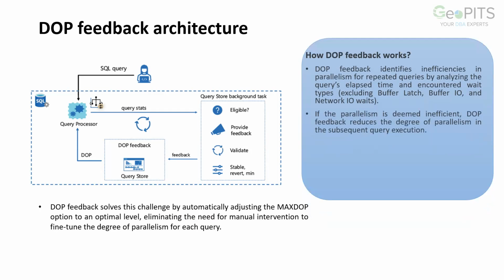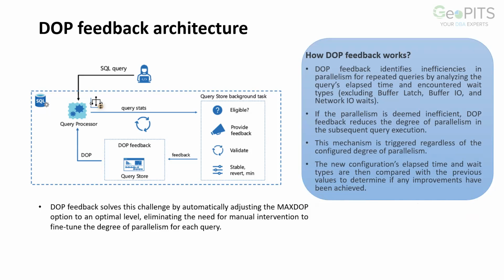So this is how it works. It identifies the inefficiency of parallelism in repeated queries by analyzing elapsed time, excluding buffer latch, buffer IO, and network IO waits, all those things.